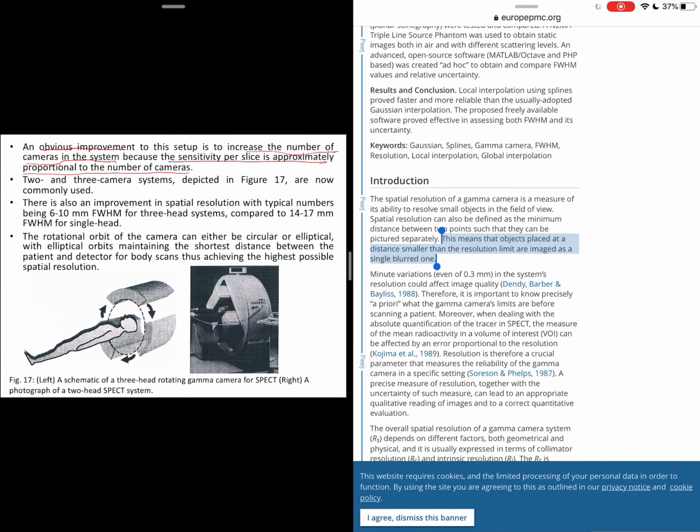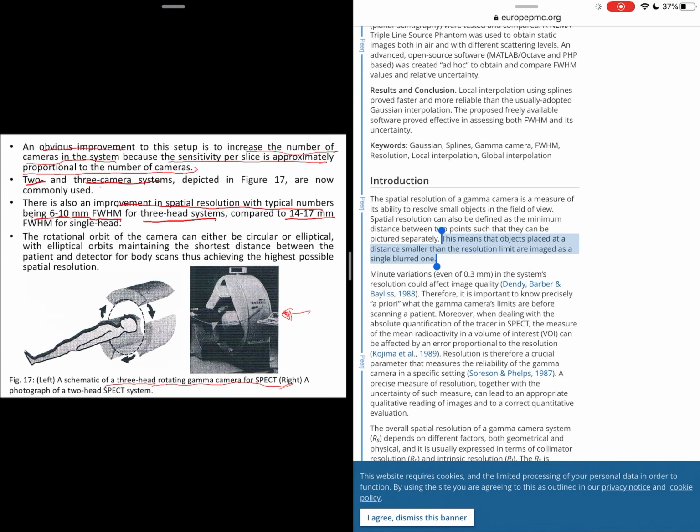Right. So the obvious improvement to this setup is to increase the number of cameras in the system, because the sensitivity per slice is approximately proportional to the number of cameras. If you can see figure 17 here, it shows the schematic of a 3-head rotating gamma camera for SPECT. And this right picture here is a photograph of a 2-head SPECT system. So there are 2 or 3 camera systems which are commonly used.